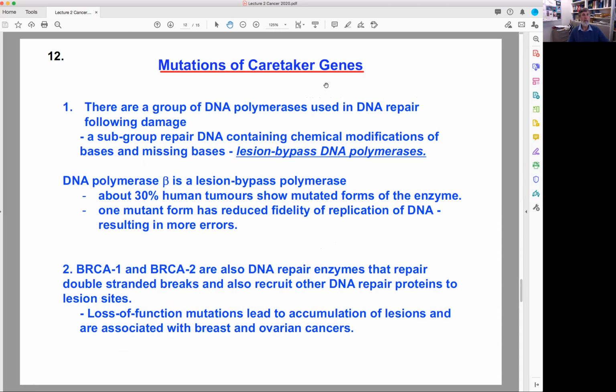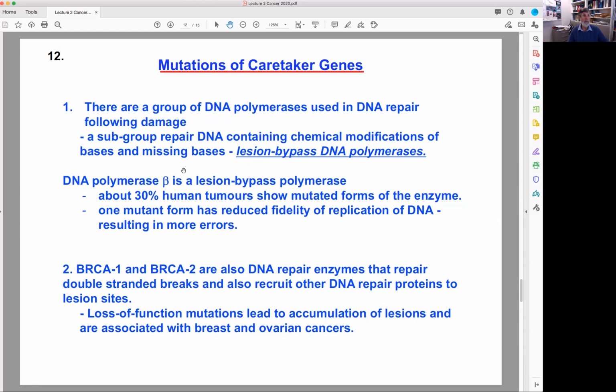Okay, so let's go on now and talk about mutations to other important genes involved in the regulation of progression to cancer. And these are the general caretaker genes. So first of all, there are a group of DNA polymerases used in DNA repair, which you should have come across before. So they repair DNA following DNA damage. But a subgroup of these repair enzymes repair DNA containing chemical modifications of bases and missing bases. And these are called lesion bypass DNA polymerases.